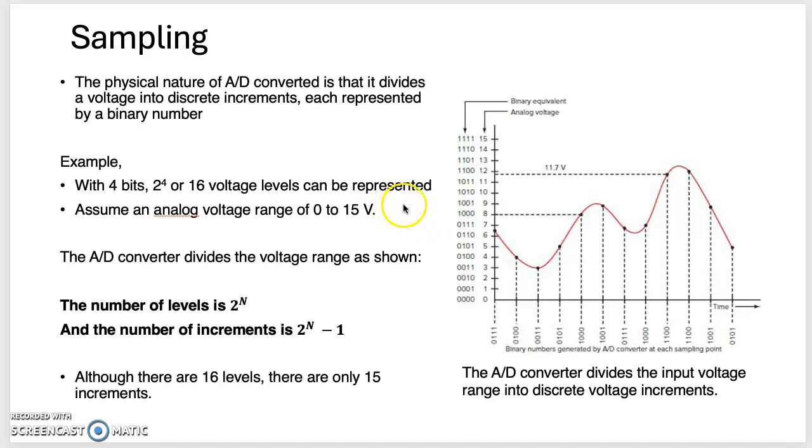And now we move on to sampling. Here is an analog signal that we are transforming into discrete levels. So here we have this level here, and here, and here, and here. These are the binary numbers generated by the analog to digital converter at each sampling point.